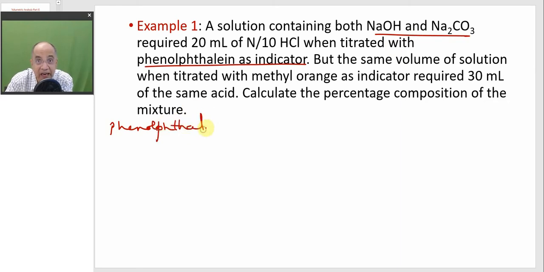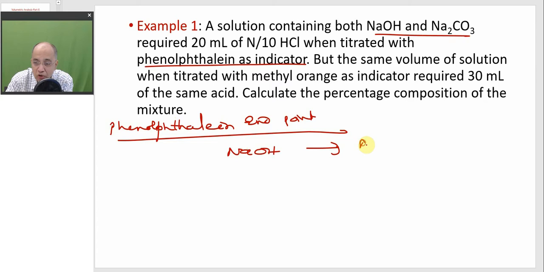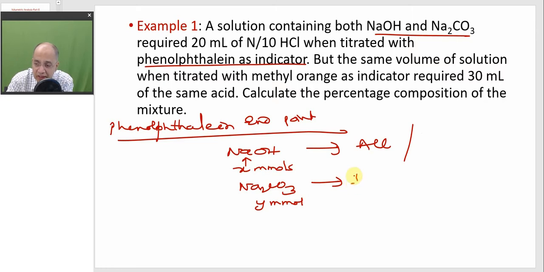In the phenolphthalein endpoint, what will happen here? I will discuss this again and again. Sodium hydroxide all goes. Supposing this is X. Let's take millimoles, it is better to deal with millimoles than moles. Supposing in the original solution you have X millimoles of NaOH, all of it goes, and sodium carbonate, supposing Y millimoles is there in the original mixture, is half neutralized. It is converted to NaHCO3.